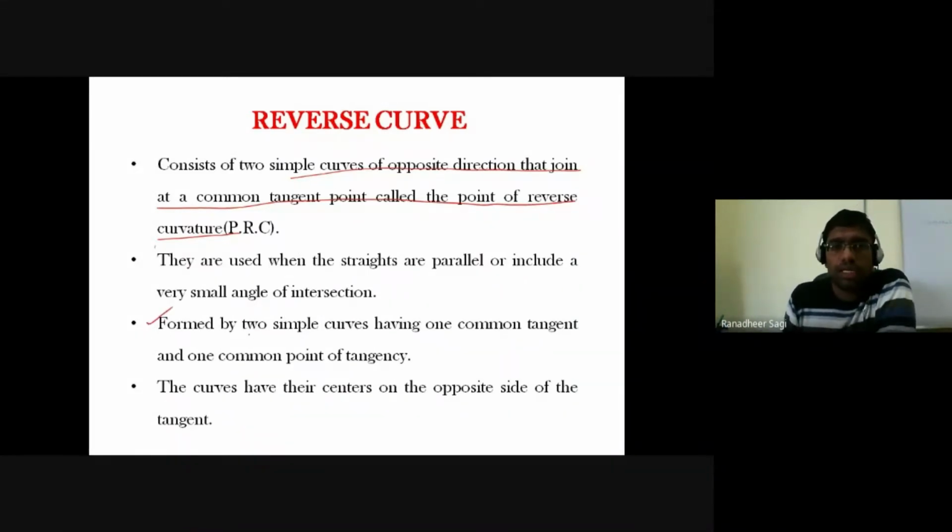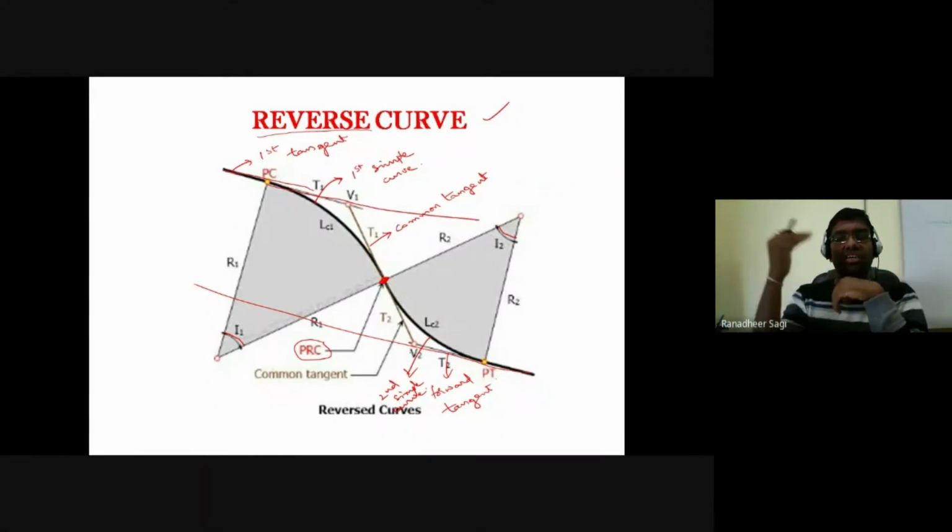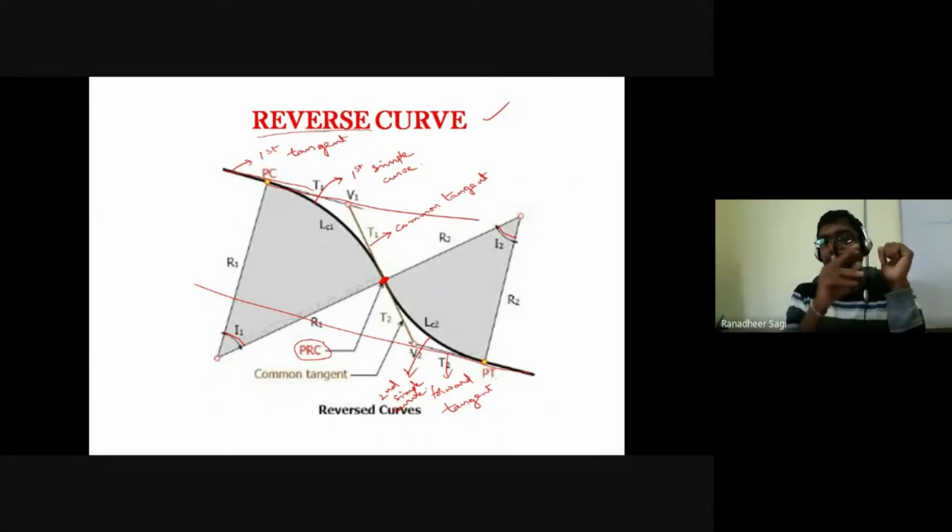Formed by two simple curves having one common tangent and one common point of tangency. So these two portions of the reverse curve, with one portion having the center on one side and the other portion having the center on the other side. This change in curvature of the reverse curve is connected by a common tangent.